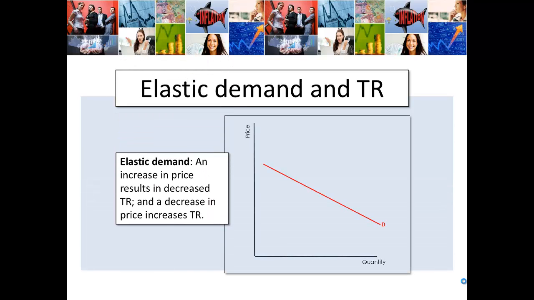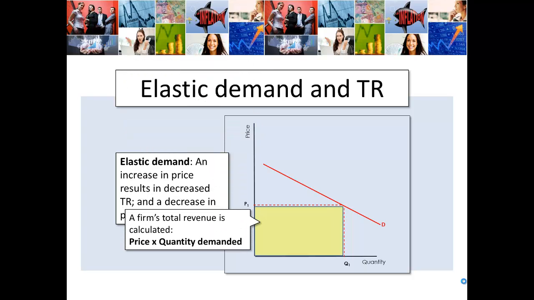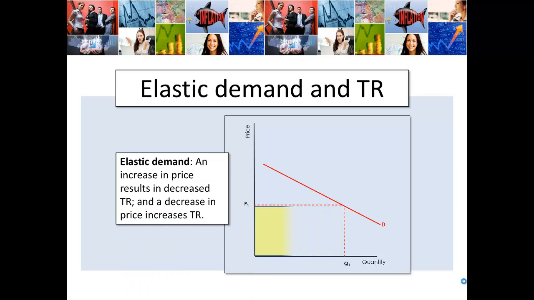Okay, if we have elastic demand, an increase in price results in decreased total revenue, and a decrease in price increases total revenue. Now we can see that here. A firm's total revenue is calculated as price times quantity demanded, and we can calculate that off the demand curve. We're given the price, we know the quantity demanded, and this will be the total revenue.